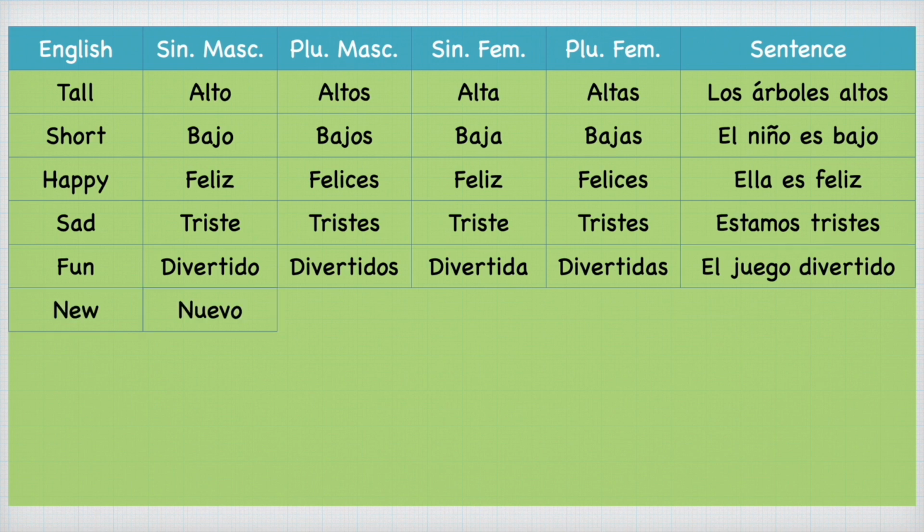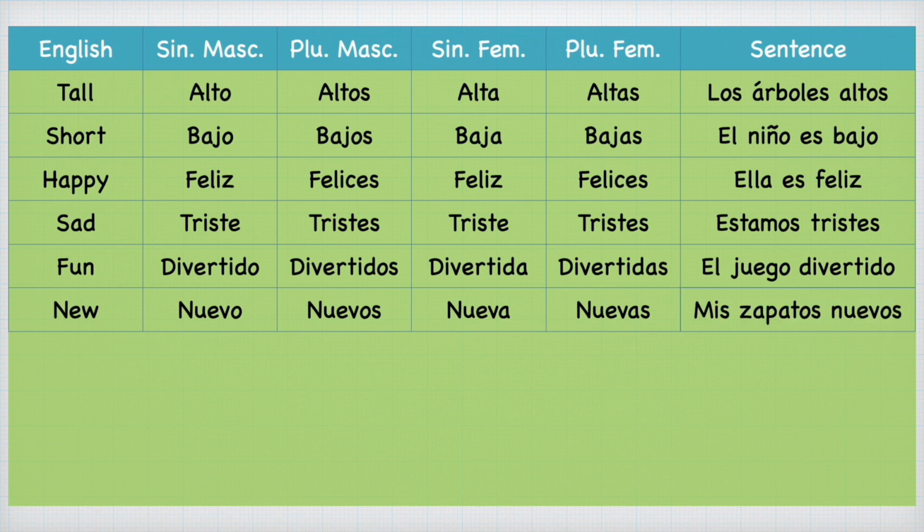New, nuevo, nuevos, nueva, nuevas. Mis zapatos nuevos, my new shoes. So you can see here, zapatos is plural and it's a masculine noun. So we're going to use nuevos, which is the plural masculine adjective.